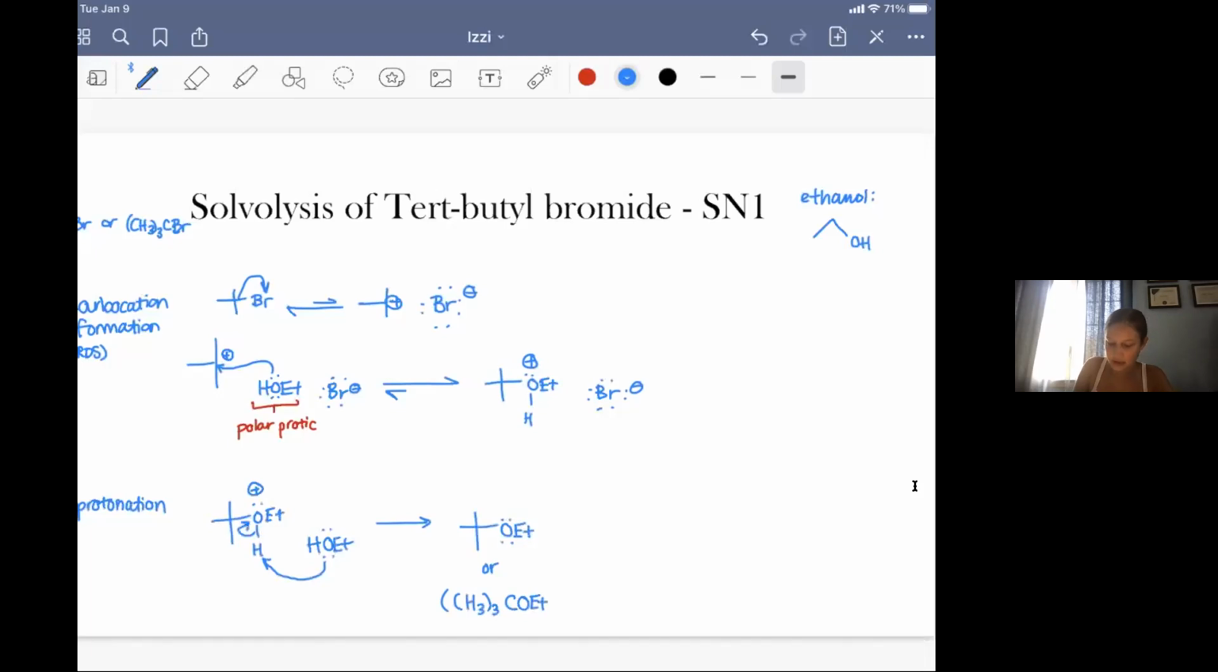And remember that now we still have other products in solution, which is the protonated ethanol with the positive charge, and we still have our Br. But this is the main product that we're looking for right here. Does anyone have any questions about solvolysis using the SN1 mechanism?